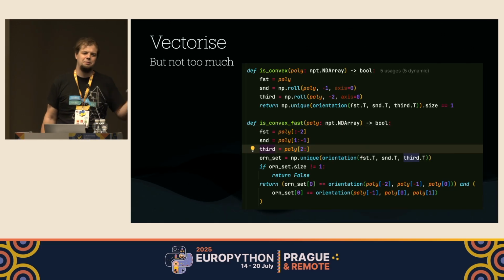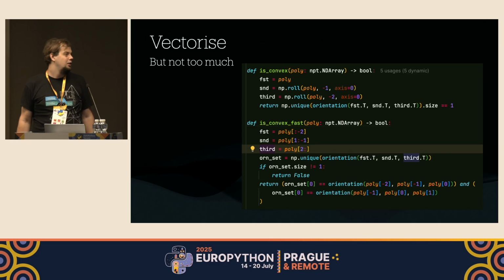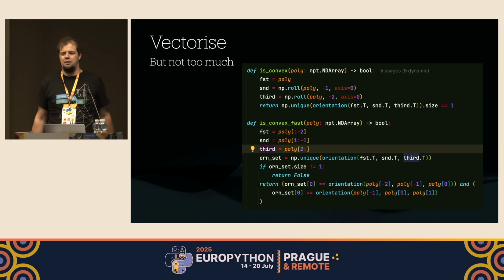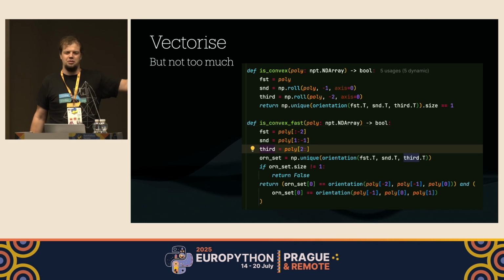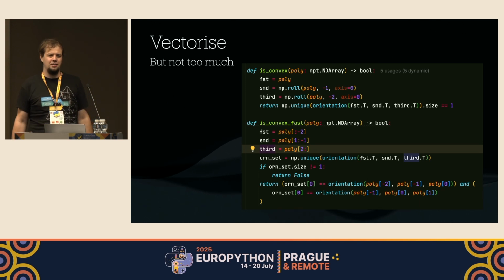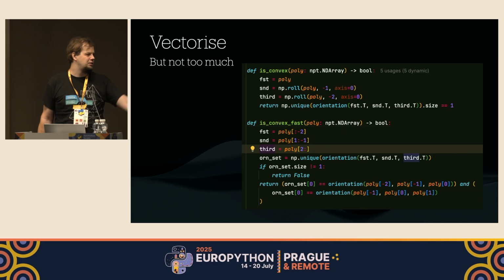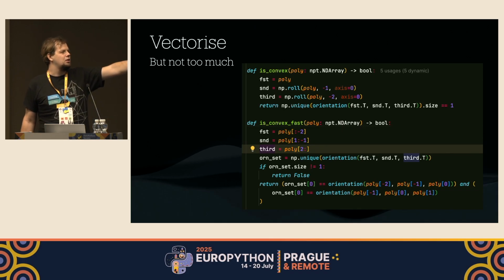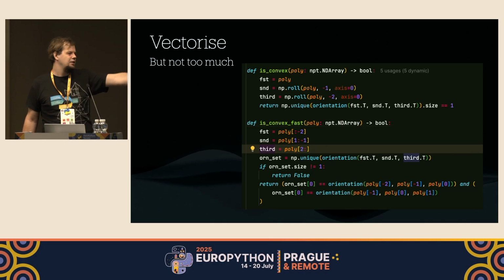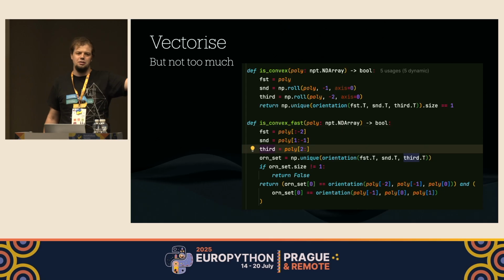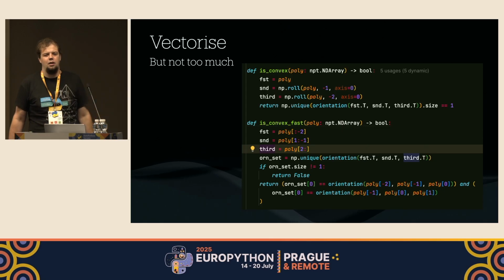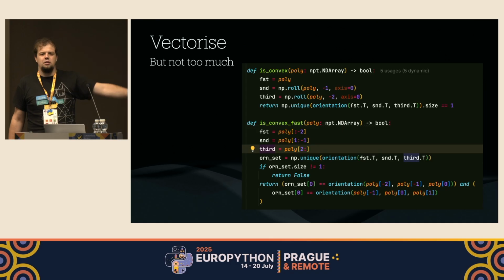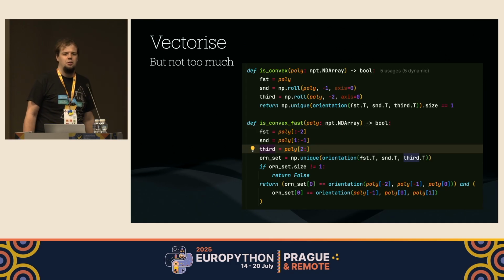Okay, so vectorize, but not too much. I told you that operations on NumPy arrays are really, really fast. But you might see these two functions. These two functions do exactly the same thing. But the first is calling roll, and the second is getting a slice and doing edge cases manually. Even for a small polygon, the second is 2 times faster.